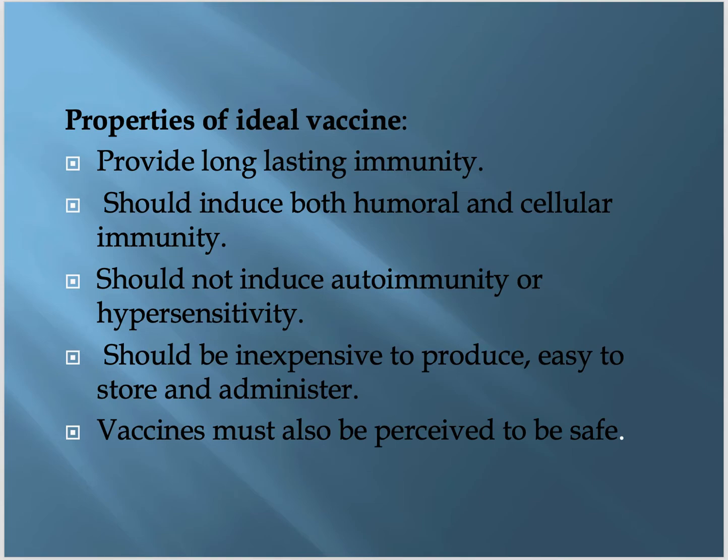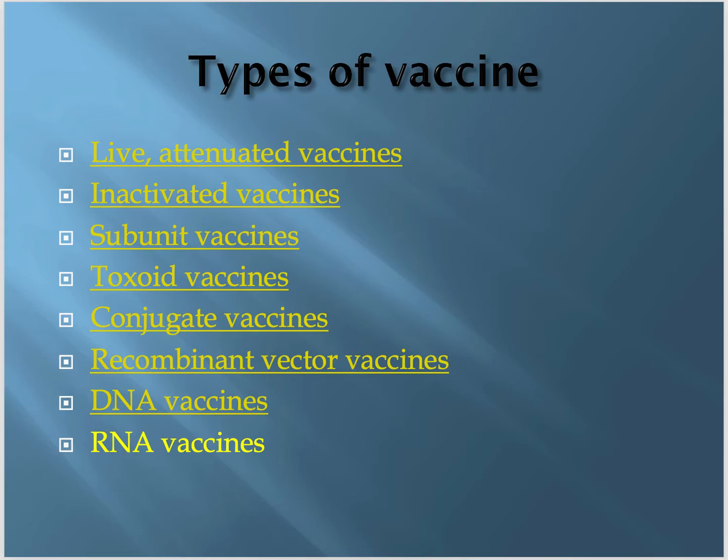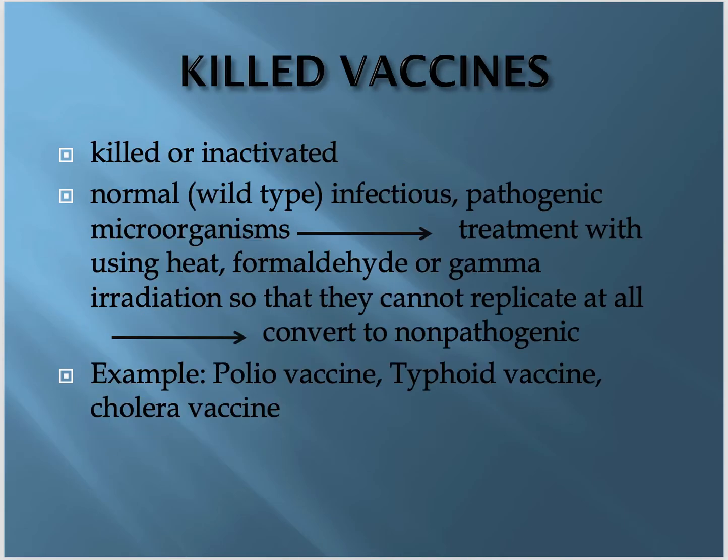And there are different types of vaccines: live attenuated vaccines, inactivated vaccines, subunit vaccines, toxoid vaccines, conjugate vaccines, recombinant vector vaccines, DNA vaccines, and RNA vaccines. From the next slides, we'll try to get a little more idea about these different types of vaccines. So first, killed vaccine.